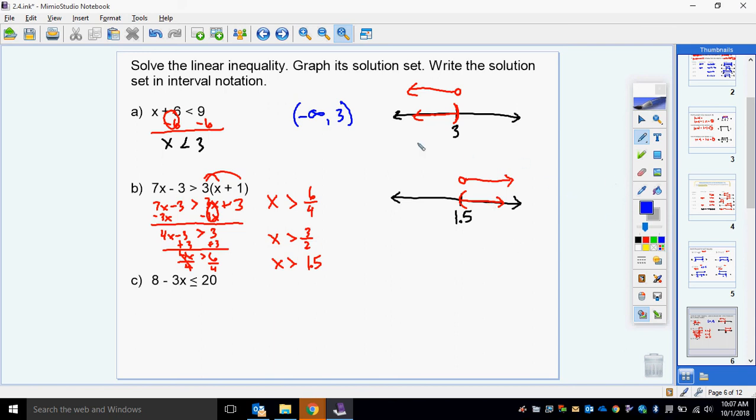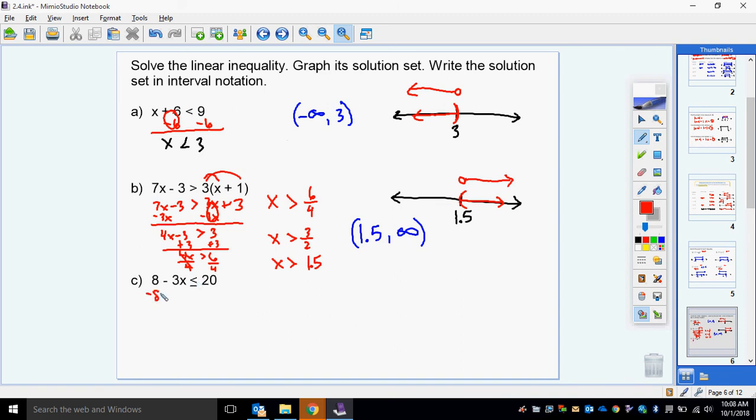Let's put this in interval notation. So one of my endpoints is 1.5 or 3 halves, and the other is positive infinity. Positive infinity always gets a parenthesis, and I put a parenthesis on 1.5. So this would be my interval notation. Okay, the last one, I'm going to pause the video. Actually, no, I'm not. This one's a little bit tricky.